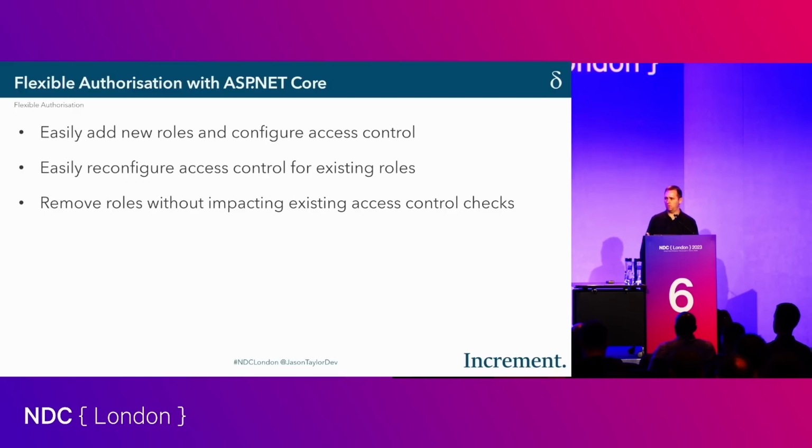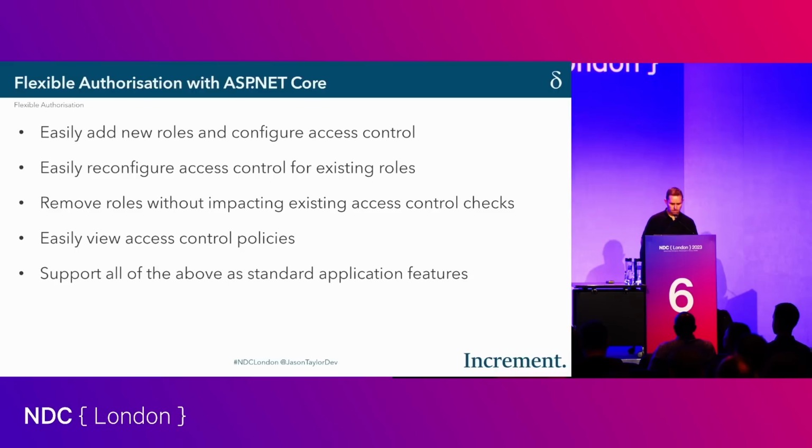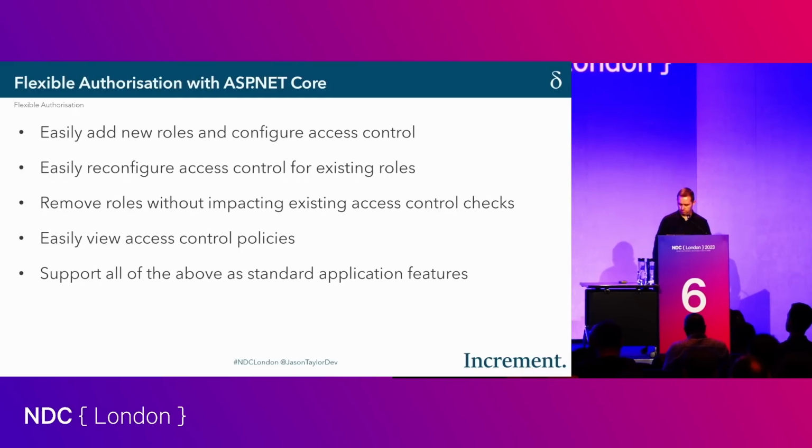If I want to remove a role now, I have to update a whole bunch of code to do that. And I want to easily view the access control list. I don't want the business to come to me and say who has access to what. I just want that information to be available to them and automatic, not something that I have to create and document each time, because I'm not very good at documentation. I want to support all of these above features as standard application features. Okay, it should be built into the application.